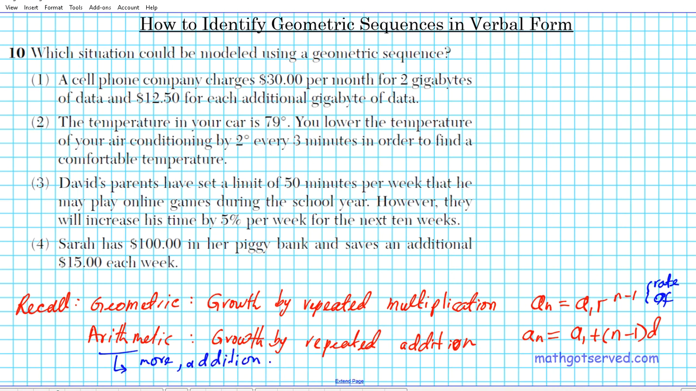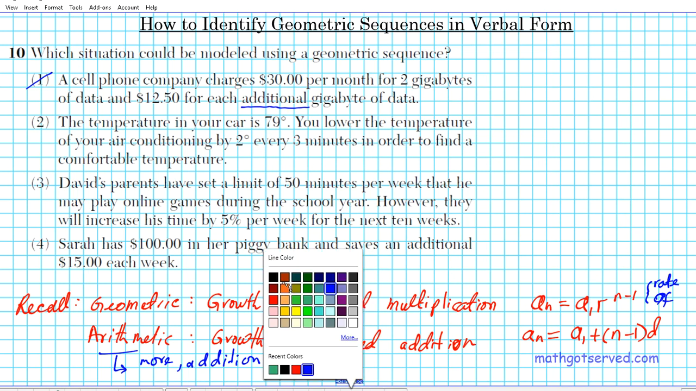Okay, anything that includes an increment by a certain fixed amount. First one, a cell phone company charges $30 per month for 2 gigs of data and $12.50 for each additional gigabyte of data. The growth here is additional. Additional is arithmetic. Okay, so it is not option 1. Our option 1 is an arithmetic sequence.